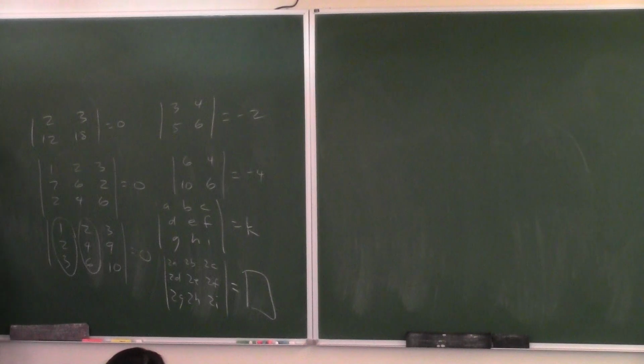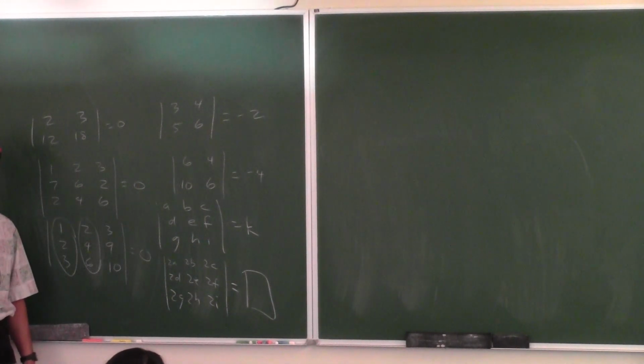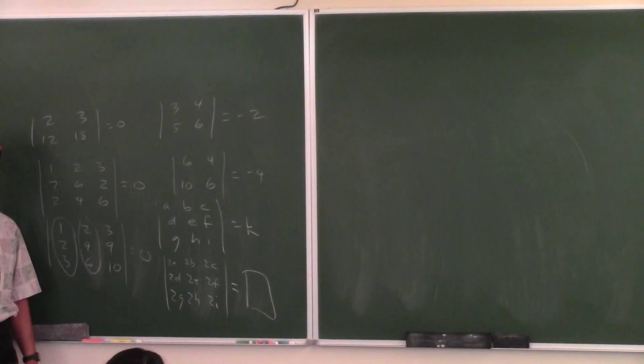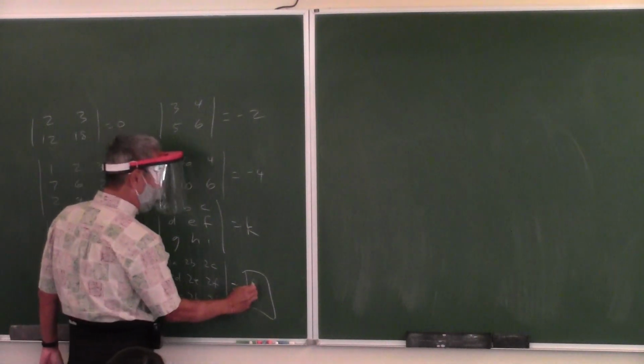No. 6. Okay, let's read the property again. If one row or column is multiplied by a number, then the determinant gets multiplied by that number. Okay, so what's the answer? 8K is the answer.